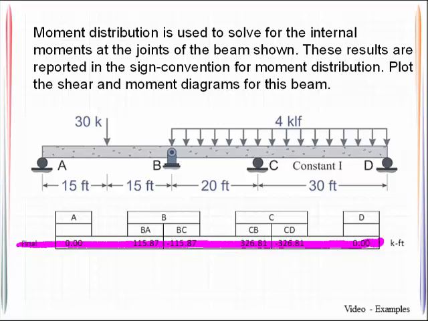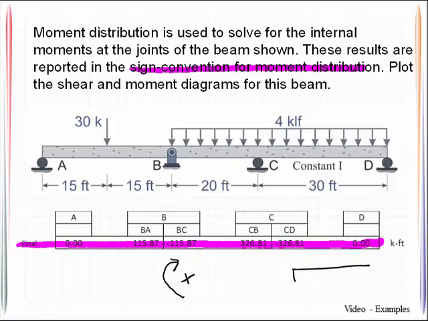What we're being asked to do is take these results, which by the way are reported in the sign convention that we use for moment distribution, and then plot the shear and moment diagrams for this beam. So this is going to involve some statics, but we need to make sure we understand what the sign convention is for moment distribution. That sign convention is that moments that are clockwise are positive. Eventually we're going to have to translate this over to what we call beam sign convention.